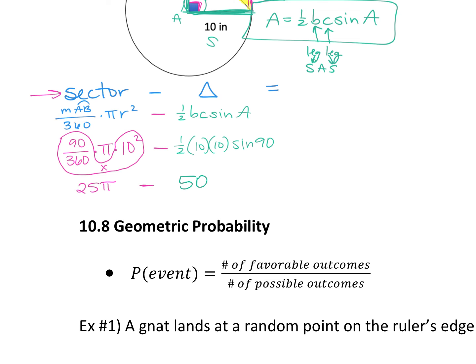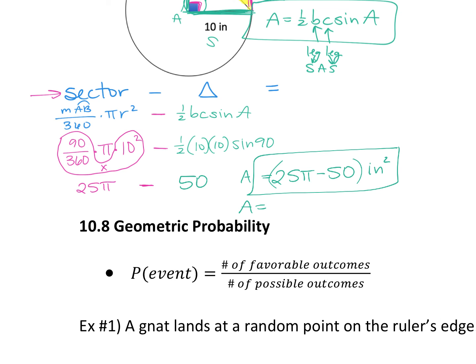If they ask you for an exact answer, this is your exact answer. You would get 25 pi minus 50 square inches. I won't ever ask you to give me an exact answer like that, but if the book gives you an exact answer, that is your exact answer. I'll just say give me to the nearest 10th. So you would just plug this in. Now you plug the pi in. 25 pi minus 50 is 28.5 square inches.